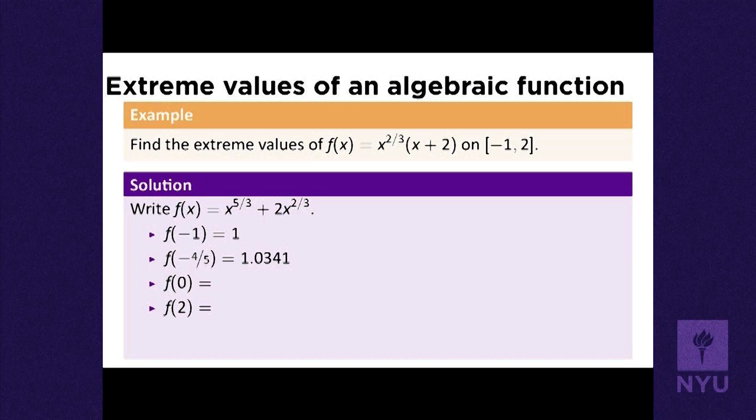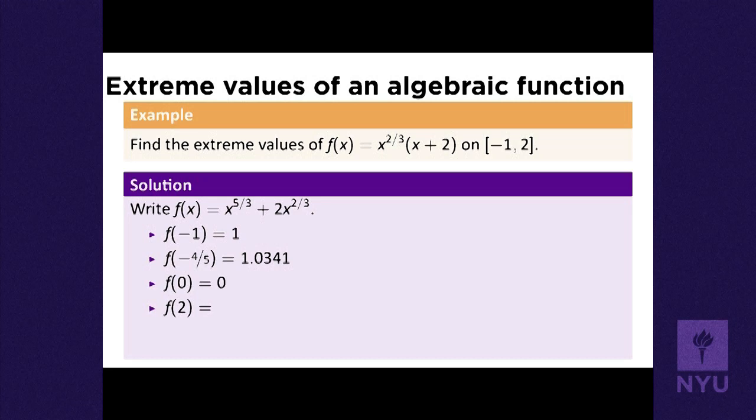F of 0, we don't need a calculator for that. 0 to the 5/3 is 0, plus 0 to the 2/3 would be 0. 0 to any positive power is always 0. That's well defined, no problem there. So f of 0 is 0.